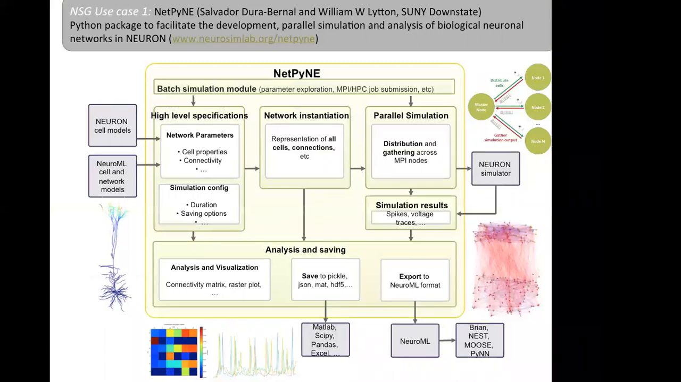So I just want to mention a few use cases of how NSG is being used right now. The first example would be from Dr. Lytton's lab at SUNY Downstate. They use NSG in various ways. They use it for their own research, but what I'm highlighting here is the software tool developed in the lab. It's called NetPyNE. It's a Python package to facilitate parallel simulation of biological neuronal networks in NEURON for experimentalists. The developer has developed the software, and it's now being made available on NSG, and it's being used by others. So this is an example of how we work with the developers and make software available for tool dissemination.